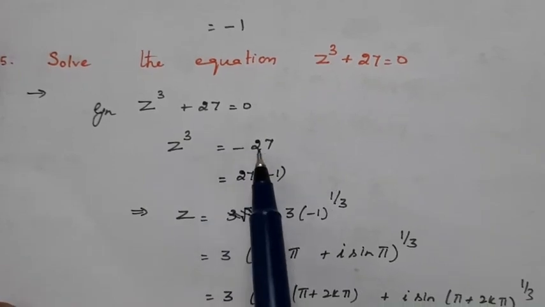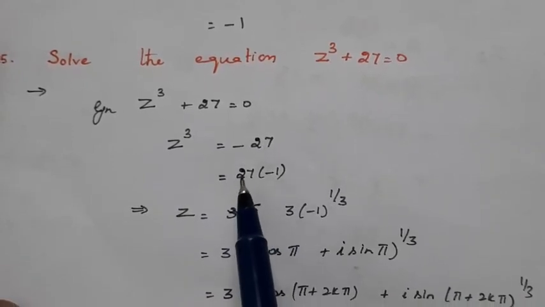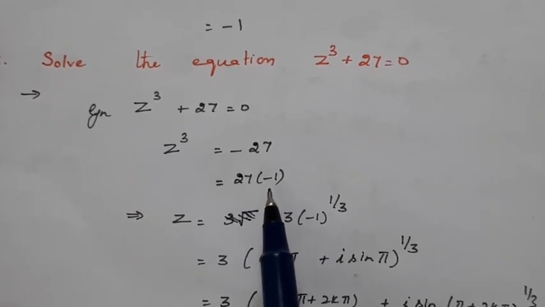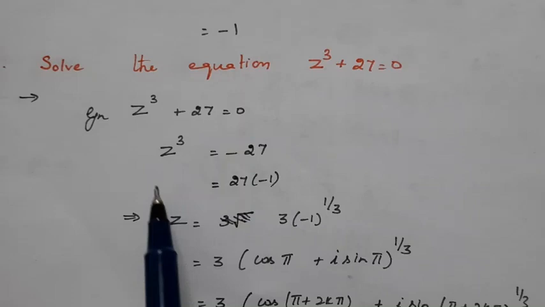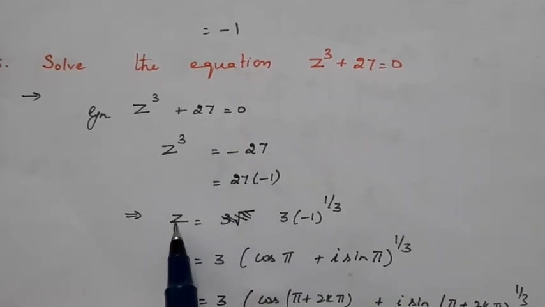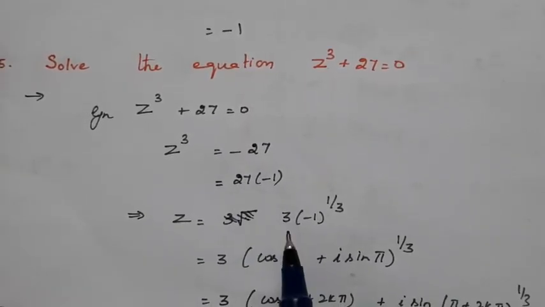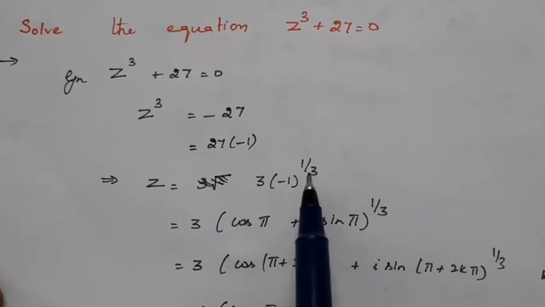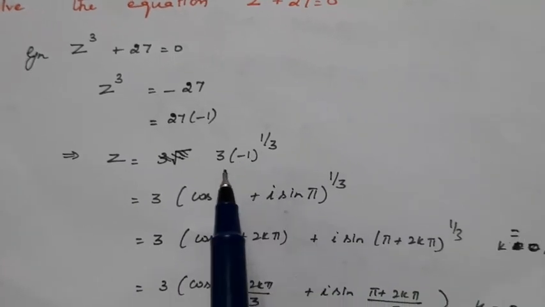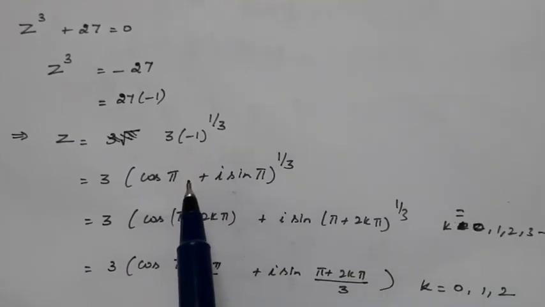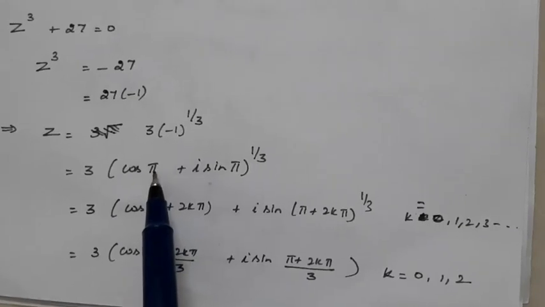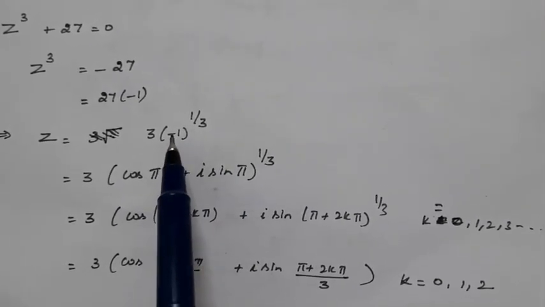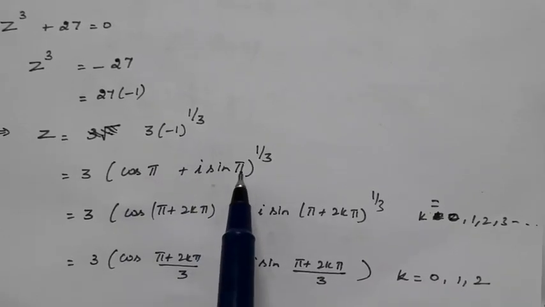So here we have minus 27. Write the numerical number 27 alone outside and the remaining minus 1 within the bracket, and then take the cube root on both sides. So what you will have is z is equal to the cube root of 27, which is 3, times minus 1 to the power 1 by 3. That means we are going to find the cube root of the number minus 1. So let us express this minus 1 in polar form. We can write it directly as cos pi is minus 1 and sin pi is 0, and therefore directly we can write it as cos pi plus i sin pi.